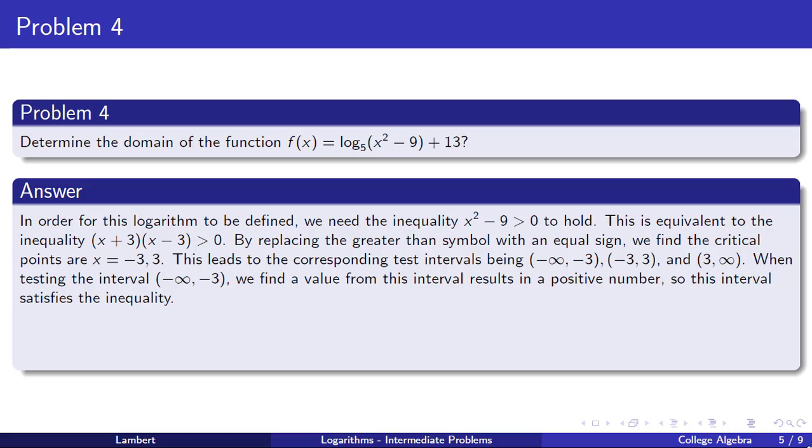So we'll begin by testing the interval negative infinity to negative 3. If you plug that in to x squared minus 9, or as we mentioned before, the quantity x plus 3 times the quantity x minus 3, you end up getting a positive number.